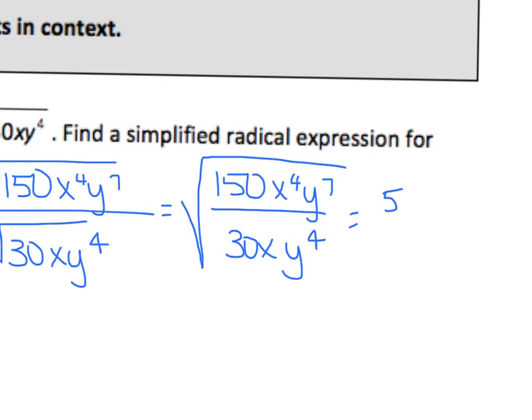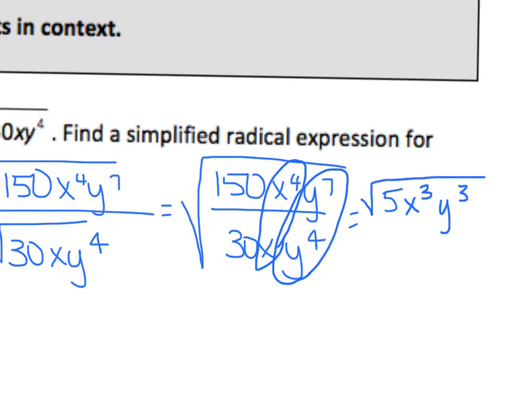Okay, I'm going to keep going with the x's. X to the 4th over x is just going to be x to the 3rd. And y to the 7th over y to the 4th is y to the 3rd. And everything moved to the top because all of those were bigger, even the 150 and the 30. So you're still going to have a square root here.